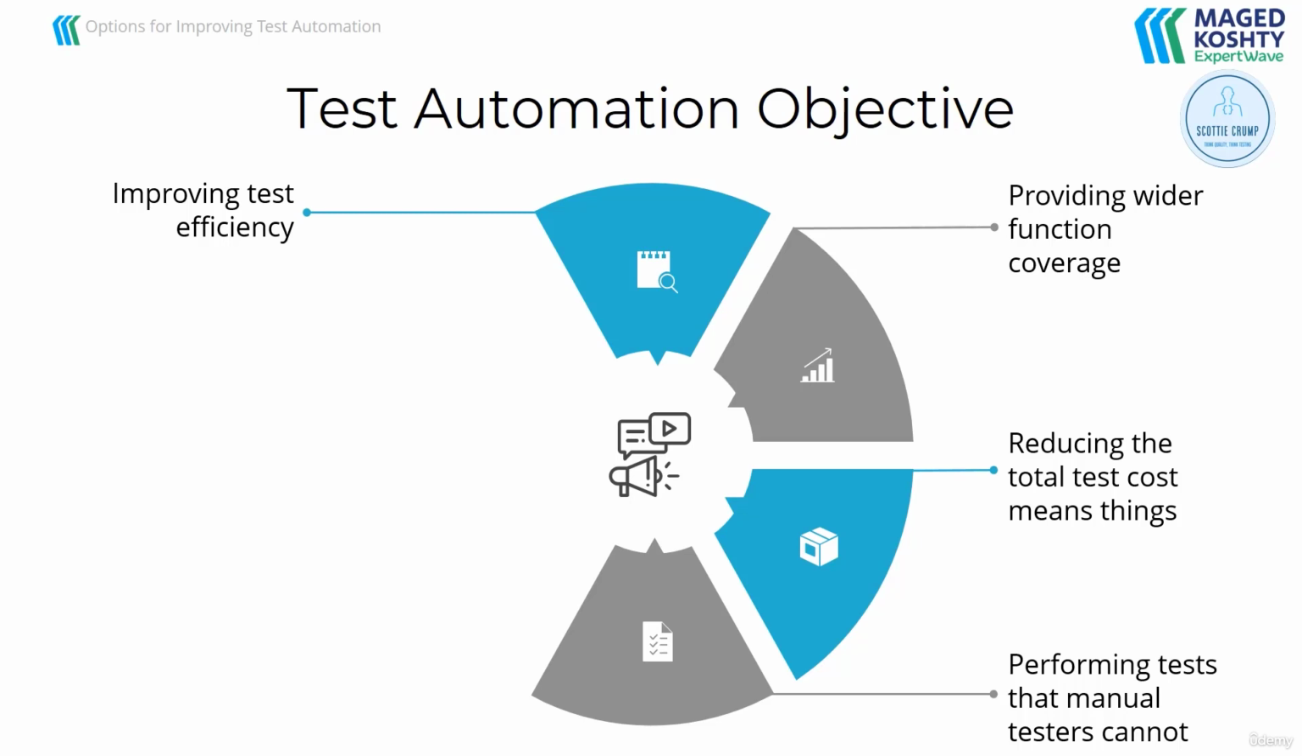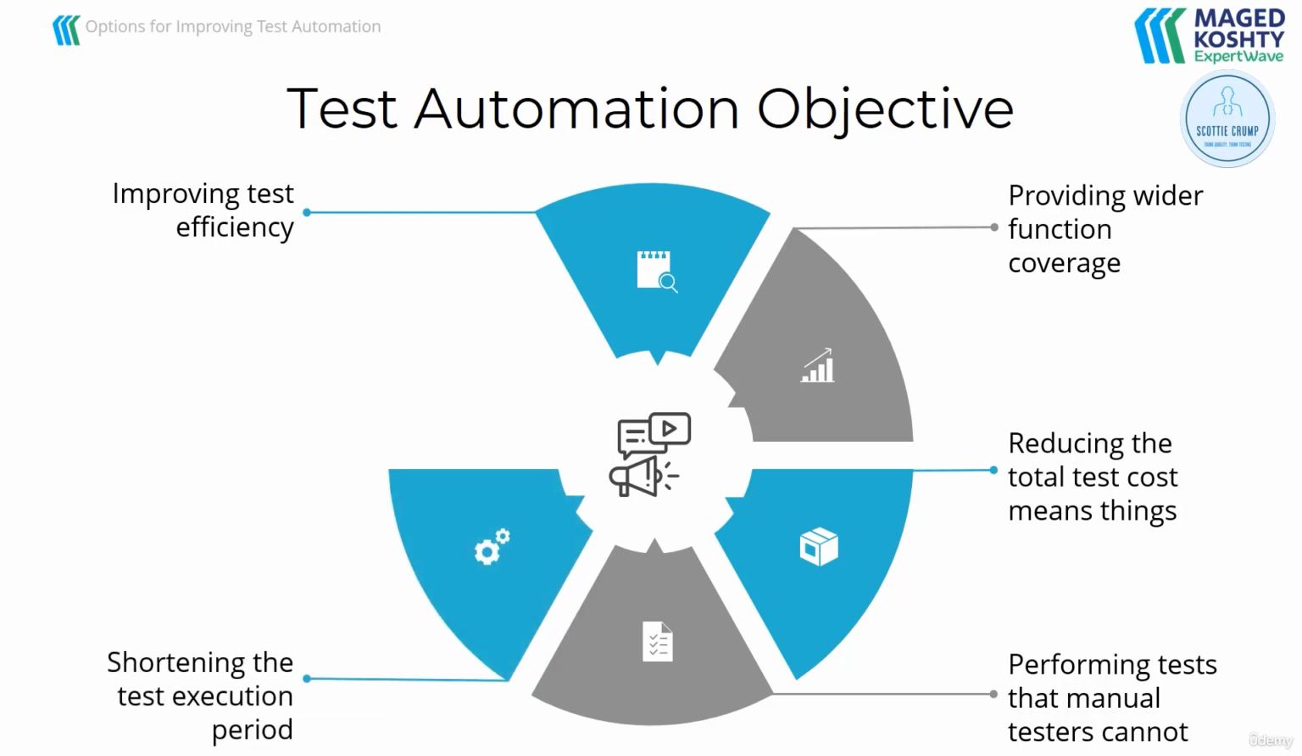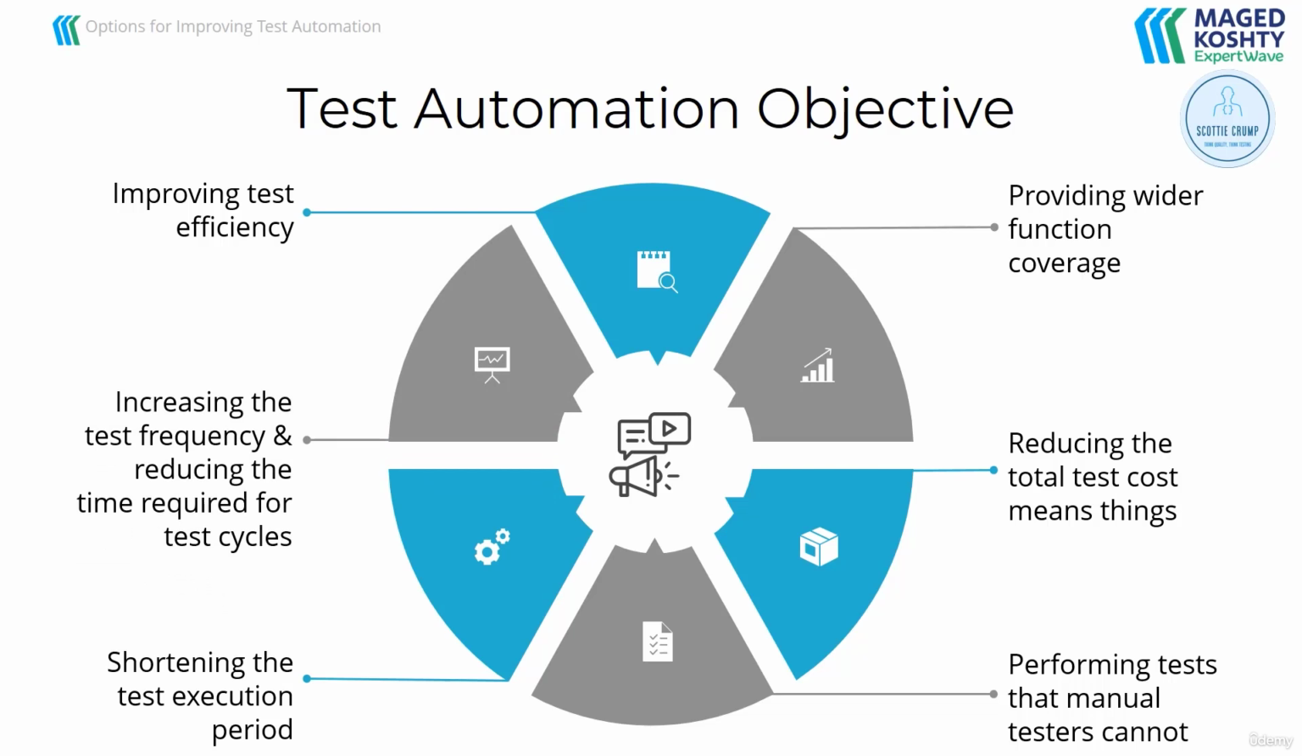For example, checking if a web app can handle over 1 million concurrent users. Shortening the test execution period. In most cases, computers can execute test cases faster than humans. Increasing the test frequency and reducing the time required for test cycles. This means being able to execute test suites more often so that the issues can be found and fixed faster.